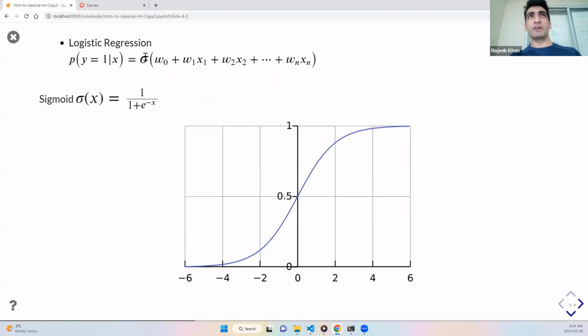And what is this sigmoid function? It's basically 1 divided by 1 plus e raised to the power minus x. It basically gives you a probability distribution. So here you see the sigmoid function. At minus infinity, it's 0. At plus infinity, it's 1. And in between, it's monotonically increasing.